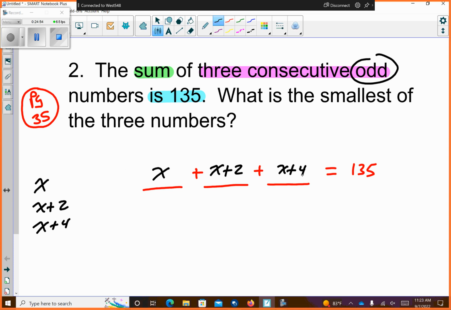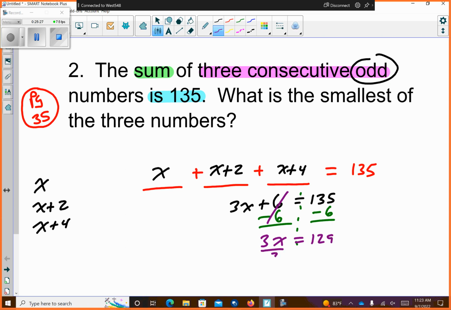How many x's do I have sitting up there? 3. And 2 added to 4 is? I think we're ready to start dancing a little bit. All right, 135 subtract 6. 129? Ooh, 129. And being that we all have our calculators, we're really good at it, you're going to go 129 divided by 3, and you're going to get to 43, I believe.